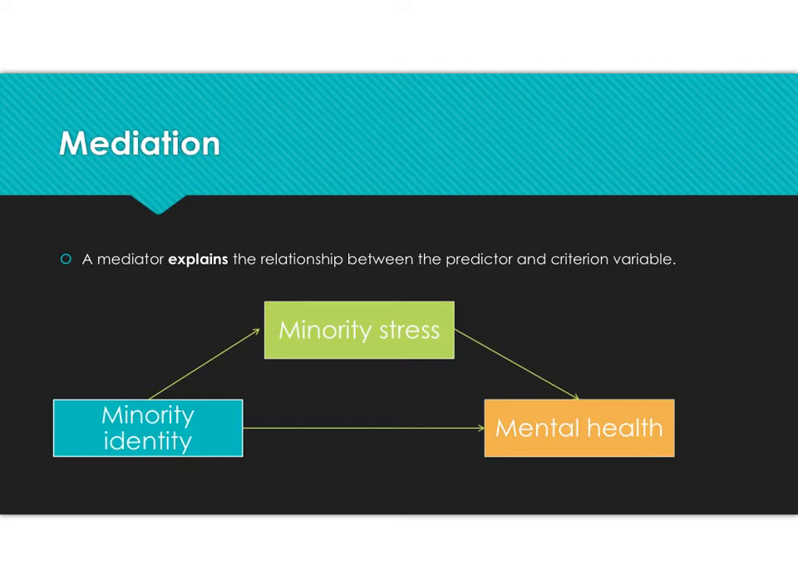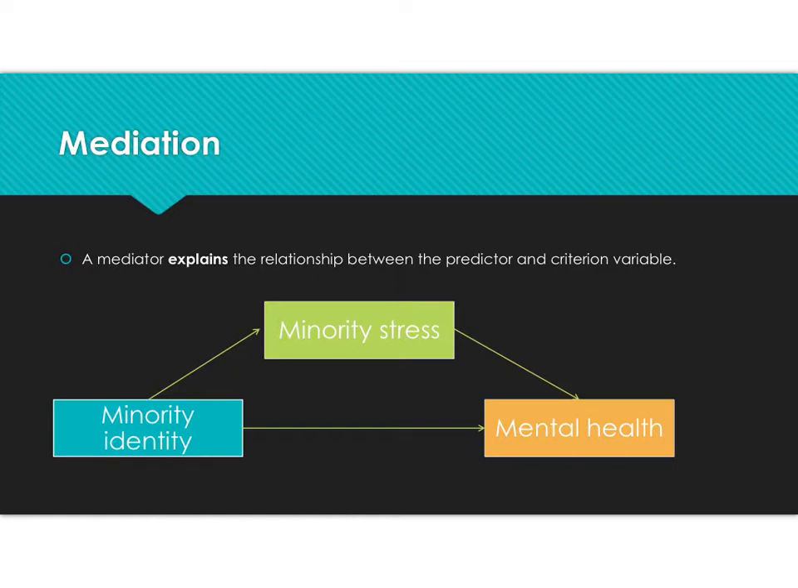So the example here with mediation: research consistently shows that individuals with a minority identity, and in this example we're talking about lesbian, gay, and bisexual folks, have higher rates of mental health issues. So in the past, this relationship has been used to make a case for classifying homosexuality as a mental disorder, for arguing that a non-heterosexual orientation was unhealthy or harmful for people.